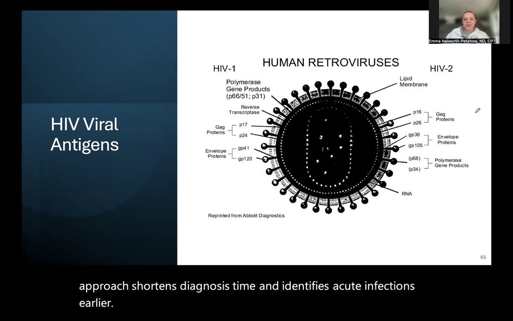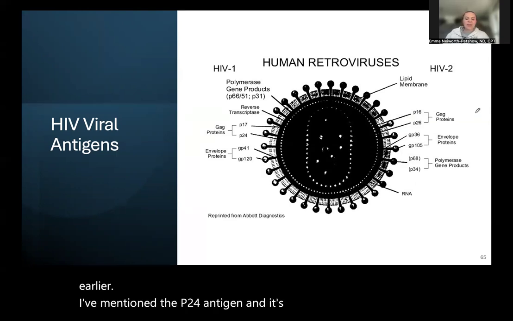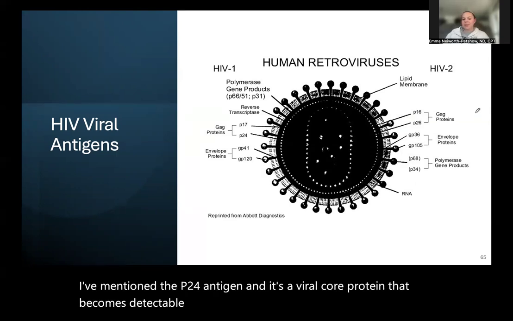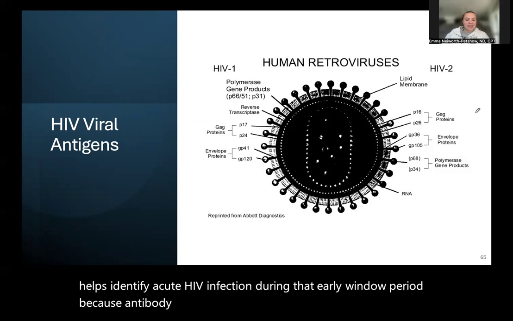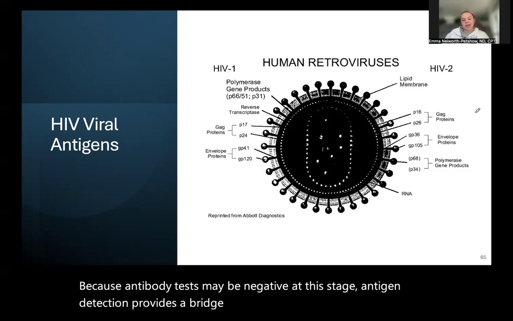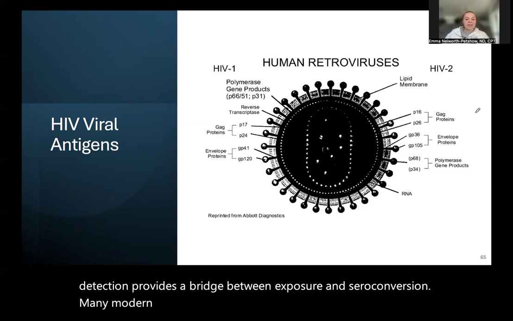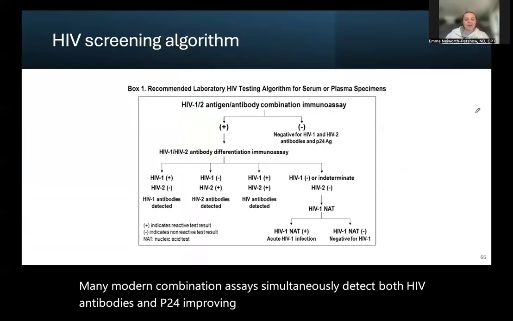I've mentioned the P24 antigen, and it's a viral core protein that becomes detectable before antibody production. Measuring P24 helps identify acute HIV infection during that early window period. Because antibody tests may be negative at this stage, antigen detection provides a bridge between exposure and seroconversion. Many modern combination assays simultaneously detect both HIV antibodies and P24, improving early diagnostic accuracy.